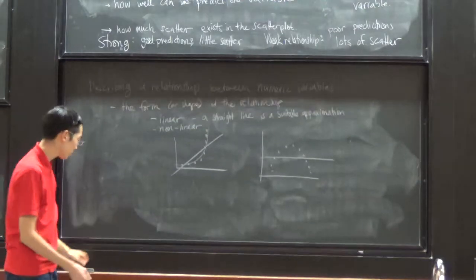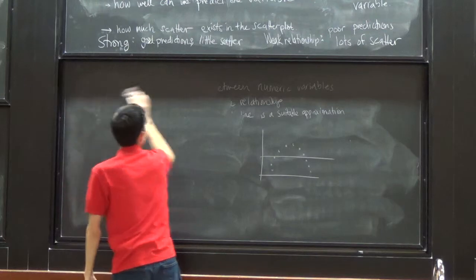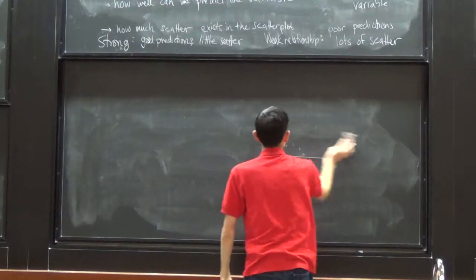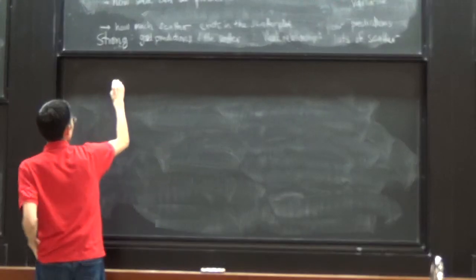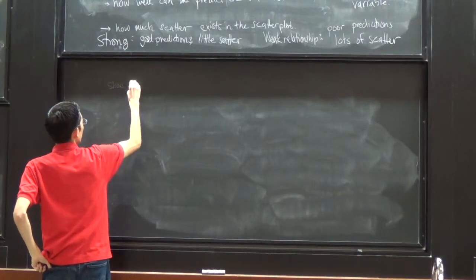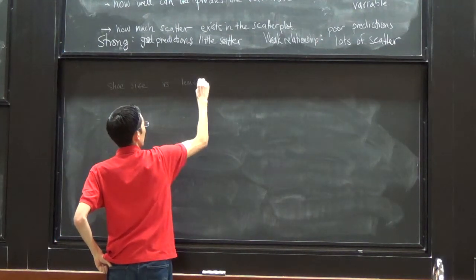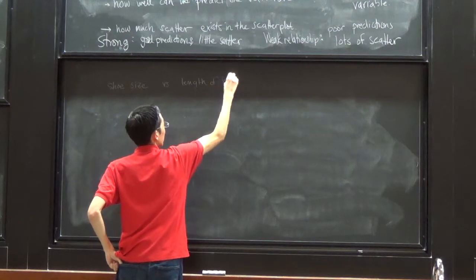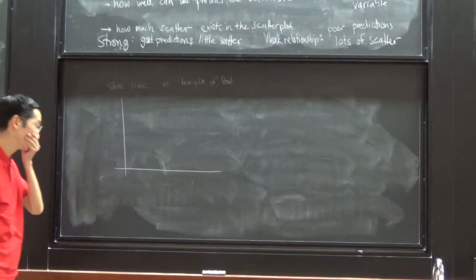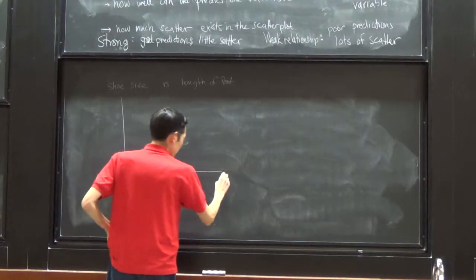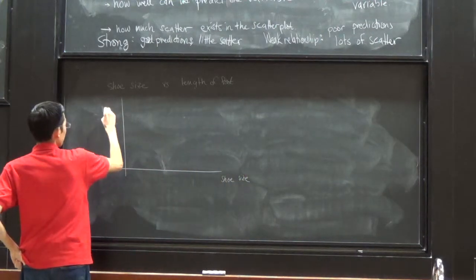So shoe size versus length of foot. Okay. And it's whichever one you want to use as your X and your Y. So we'll go with shoe size, and we'll say length of foot.